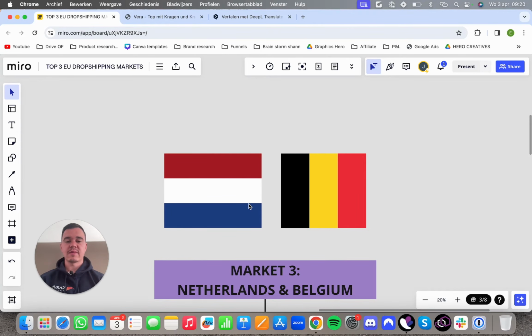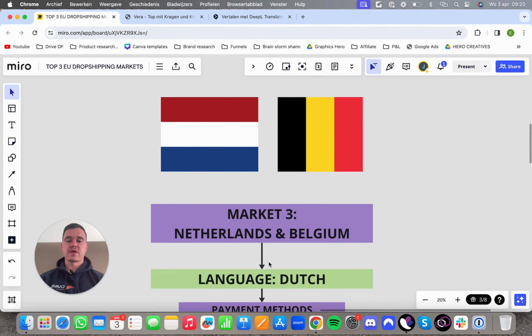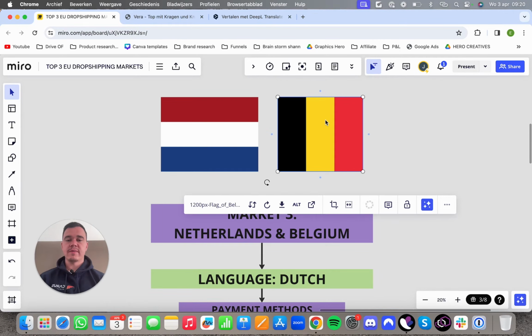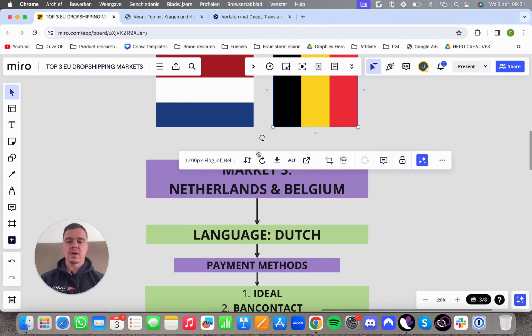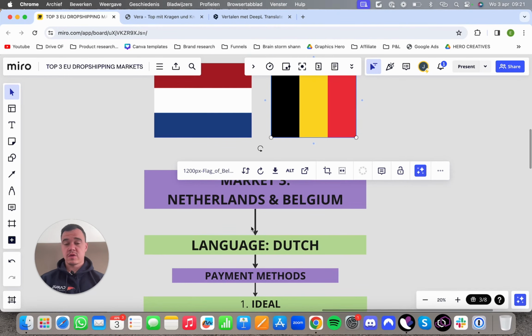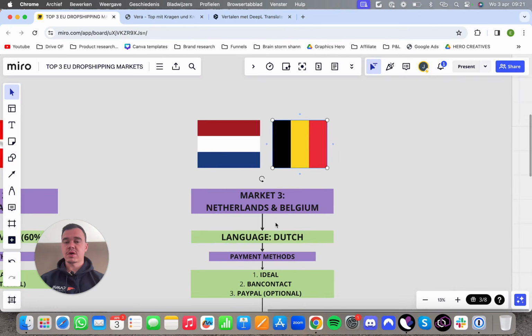It's the Netherlands and Belgium. Why is this one of my favorite markets? It's because of the payment methods, and I will show you in a minute. The language, of course, is Dutch, because we use Belgium as well. Belgian people also talk Dutch, so we have a bigger market. I think it's around 20 million people in total population, but around 10 to 14 million people on Facebook. So this is pretty big. This is the biggest market of the three that I showed you.